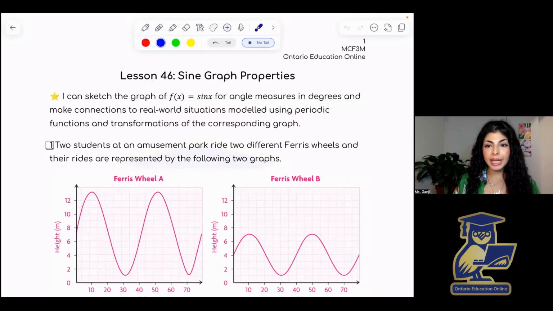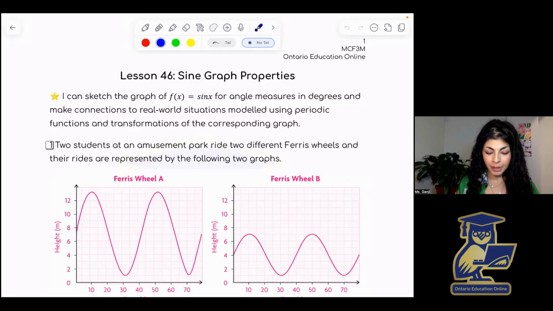Hello and welcome to our next lesson of the sine function. Today we are looking at properties of the sine graph as well as practicing how to actually graph the sine function using the measurements of different angles. And we're also going to make connections to real world situations that can be modeled using periodic functions, specifically the sinusoidal functions.